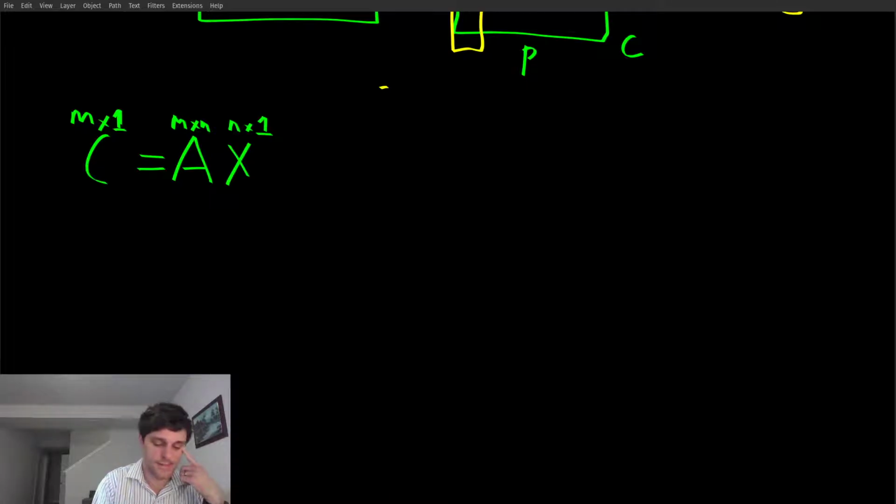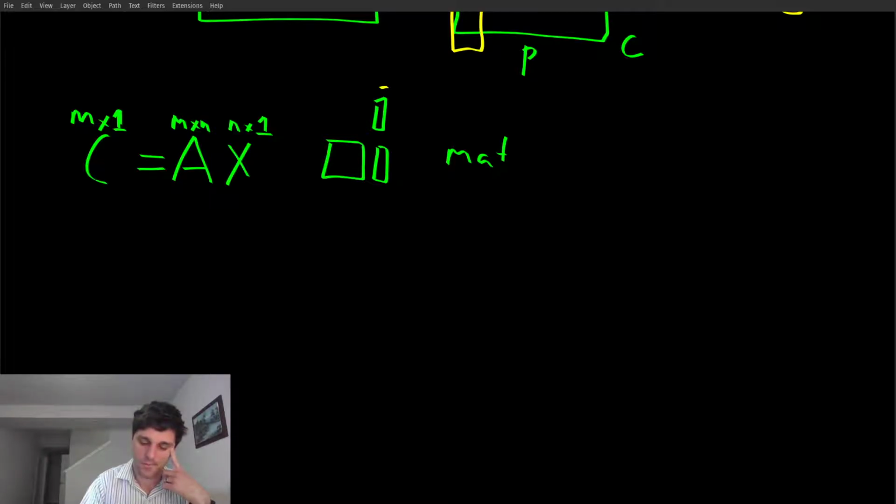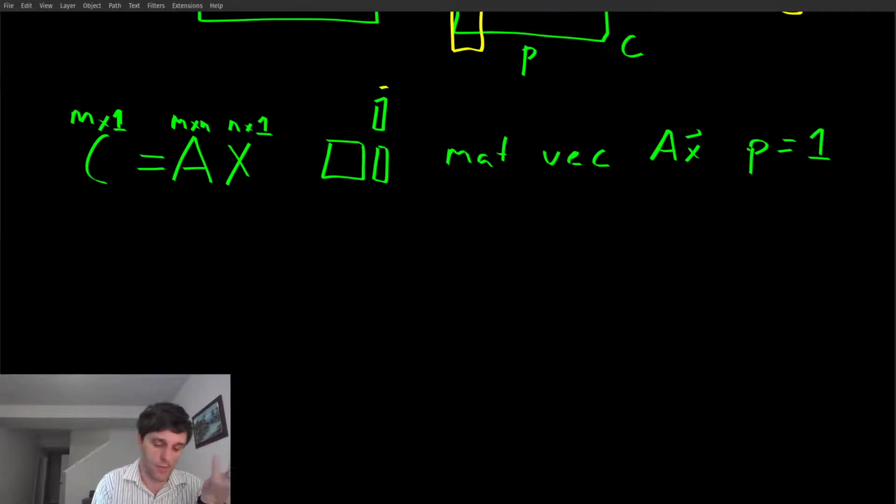M 1 instead, so we said when P is 1, our picture looks like this, and we get matrix vector multiply, right? That was the case where P is 1. Now let's try making M 1 and see what happens.